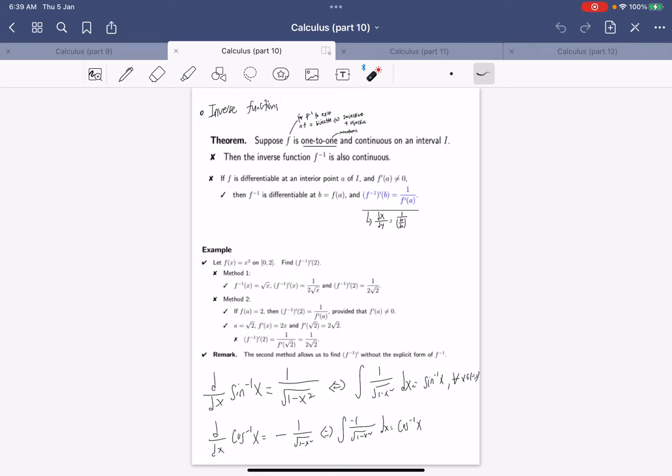But I hope you understand how, because you have now proven inverse functions are differentiable, you can differentiate inverse functions and integrate this derivative to get the inverse function.